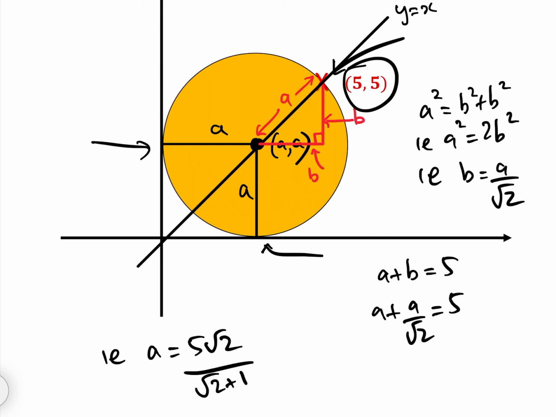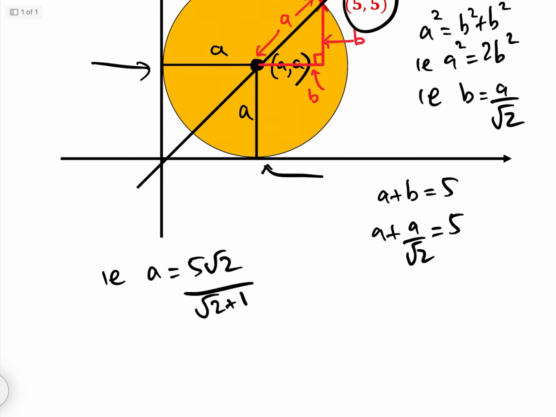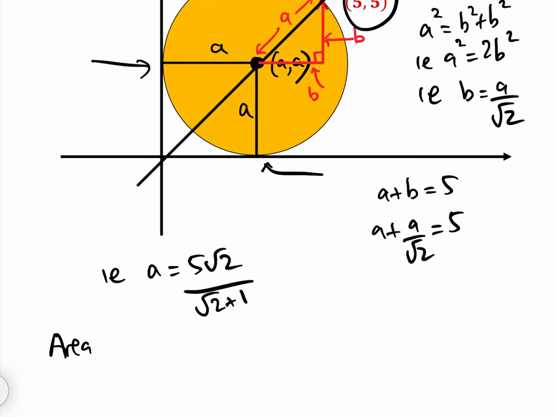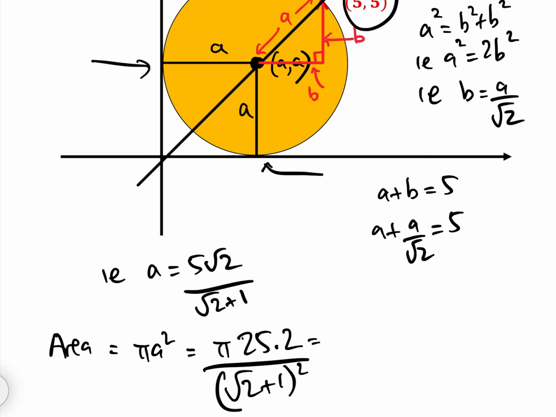Okay, so now that we know what A is, which is the radius, we can work out the area. So the area is pi times A squared, which equals pi times 25 times 2 over root 2 plus 1 squared, which equals 50 pi over root 2 plus 1 squared.